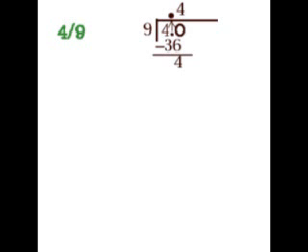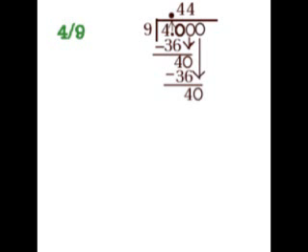After you multiply, you subtract. 40 minus 36 is 4. After you subtract, you bring down another 0. After you bring down, you divide again. 9 into 40 is 4. Multiply 9 times 4, you get 36. Subtract 40 minus 36, you get 4. After you subtract, you bring down another 0. Then you divide again. 9 into 40 is 4.